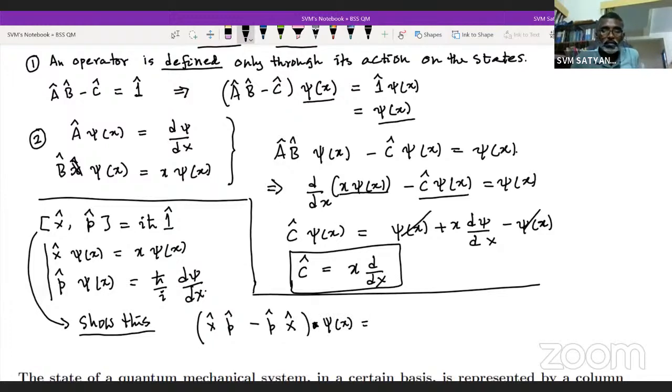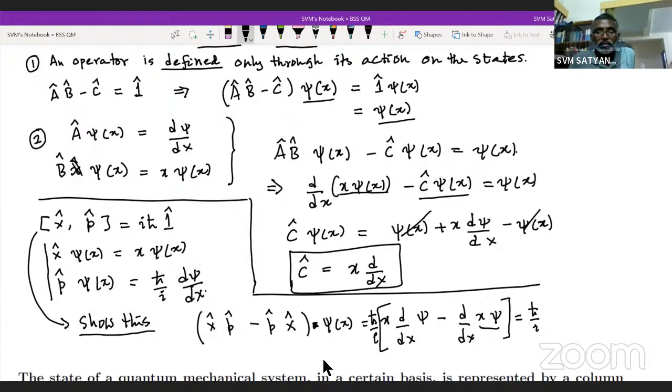Correct? So this will be given by x d by dx into psi of x. Okay, so let me put that h bar by i outside, minus d by dx x psi. So now this is a product form. So you get x d psi by dx, that will cancel with this, and minus psi you will get. So that will give you h bar by i into psi with a minus sign.